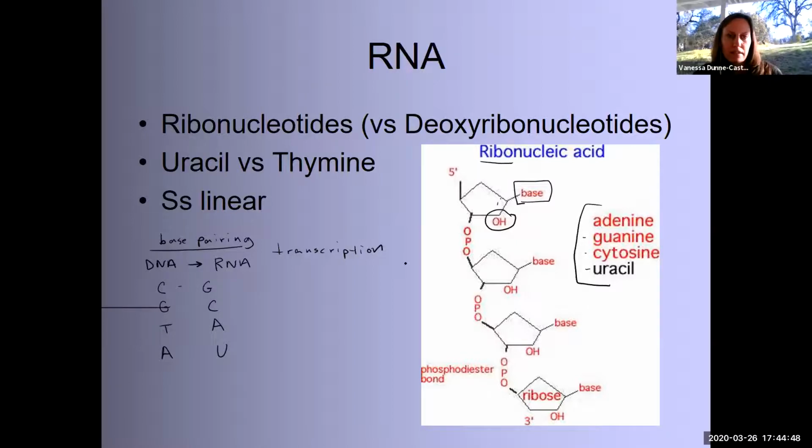Again, the key differences here is that we have a ribose sugar instead of a deoxyribose sugar for RNA versus DNA. Uracils replace thymines for that nitrogenous base. And then RNAs are single-stranded and linear versus DNA is double-stranded and circular. Those are 3 key differences between DNA and RNA. That might be on the exam.